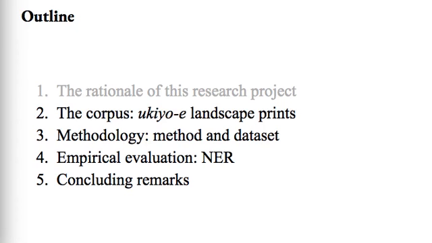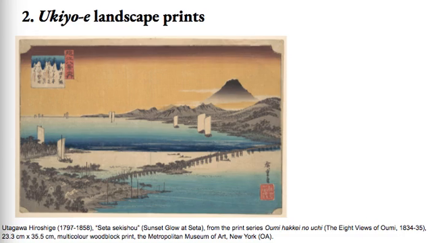And this is how we are going to proceed today. First, we introduce our corpus, that is a landscape prints dataset with inscriptions that have been annotated by an art historian for included place names, and then we describe our method and data. Finally, we present our experiments with the use of named entity recognition.